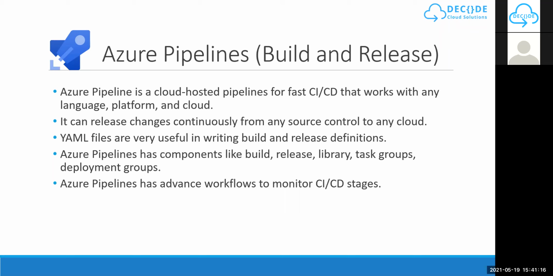And then you can have Azure Pipelines as advanced workflows to monitor any CI/CD stages. So that is how your Azure Pipelines works. Great. And again, you can connect it to any source control, maybe like GitHub. Once you do that, the pipelines can release changes continuously to any cloud.